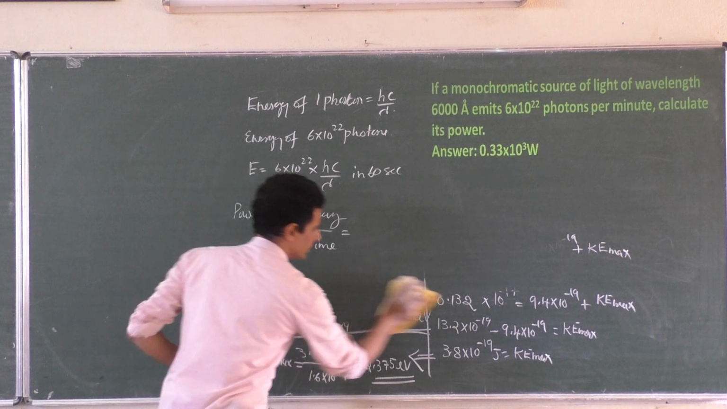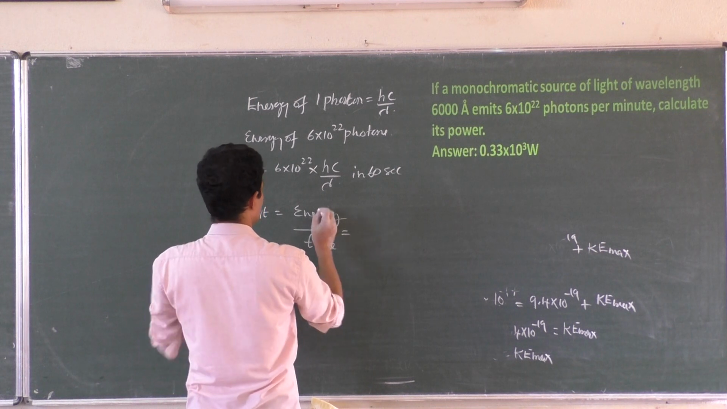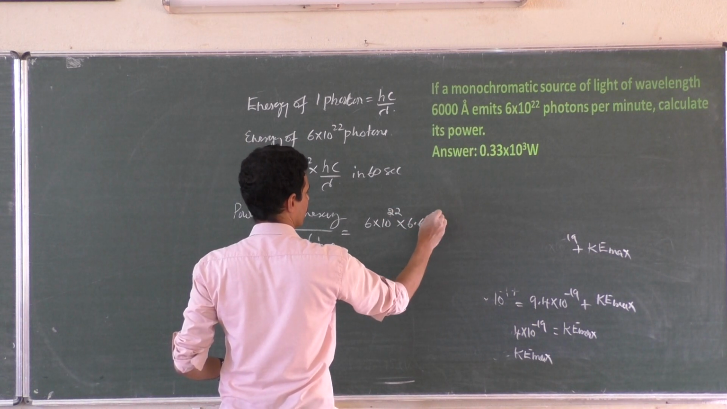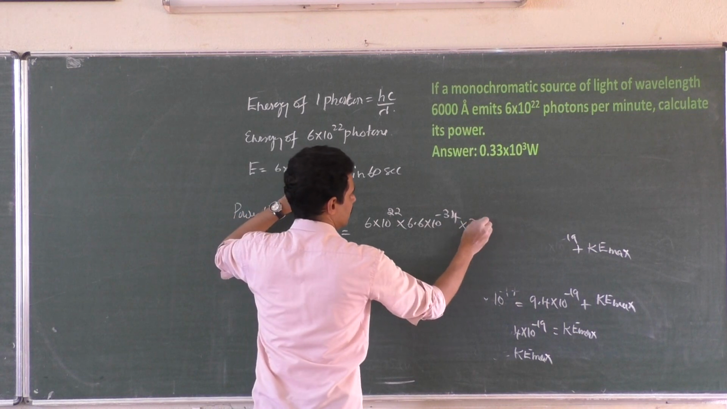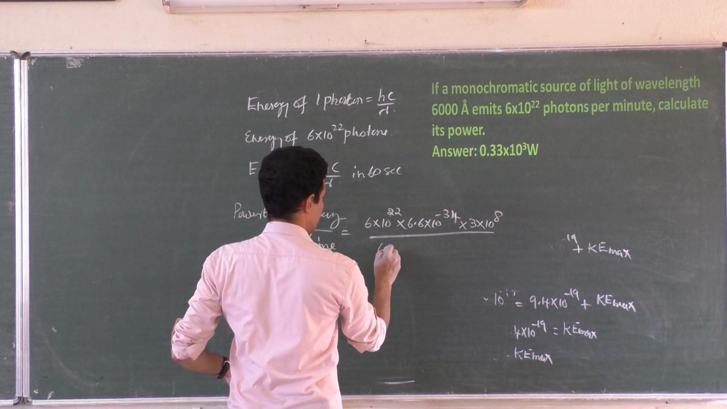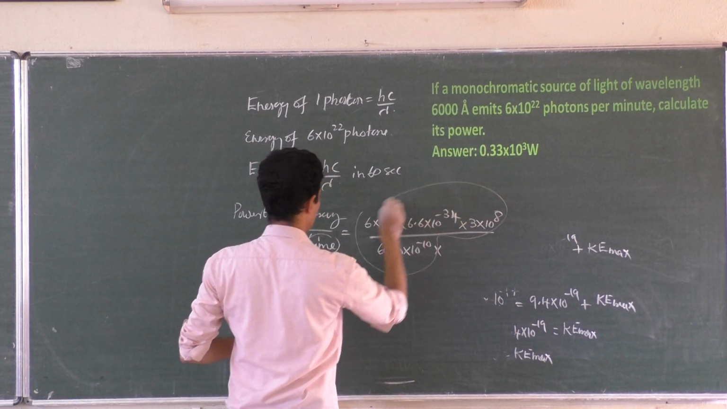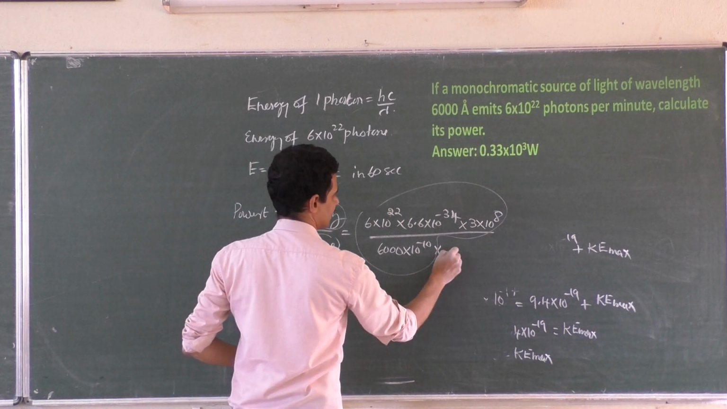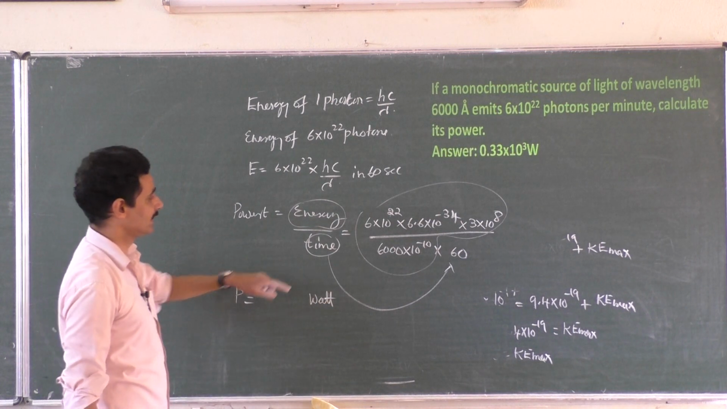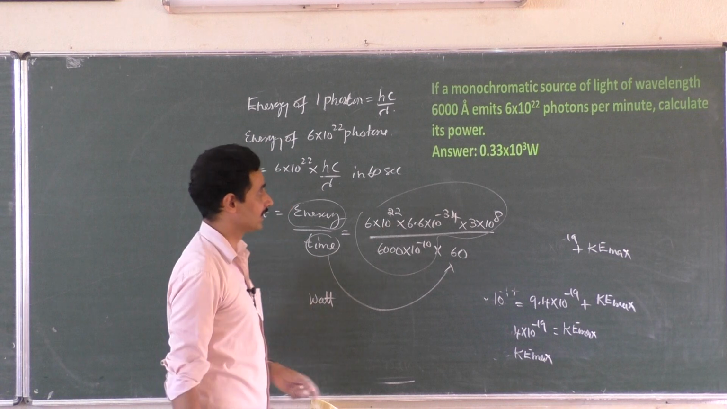That is equal to how much energy? This one: 6 into 10 to the power 22, 6.6 into 10 to the power minus 34, 3 into 10 to the power 8, divided by lambda. Wavelength is 6000 angstroms, divided by the time. Energy is over, right? Time 60 seconds. Calculate this power, so many watt. Energy by time. So energy is number of photons into energy of each photon, hc by lambda, and divided by time, 60 seconds per minute.